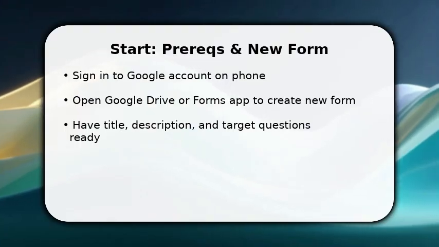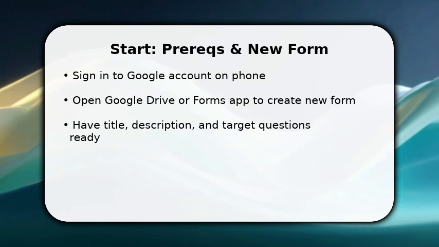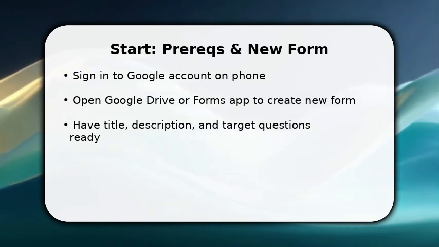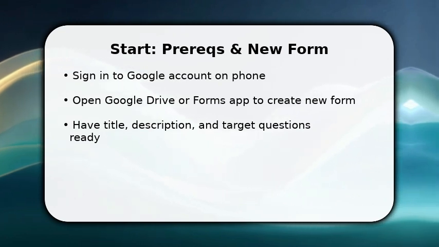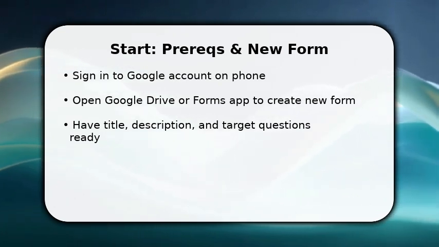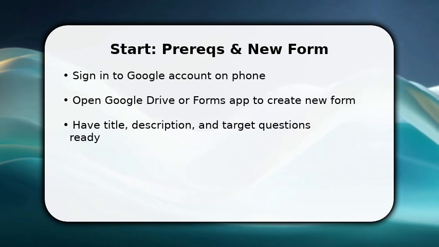You're signed in and ready. Open the Google Drive app or the Google Forms site in your phone browser. Tap the plus new button or the Forms template to start a blank form. Give the form a clear title and short description so respondents know purpose.